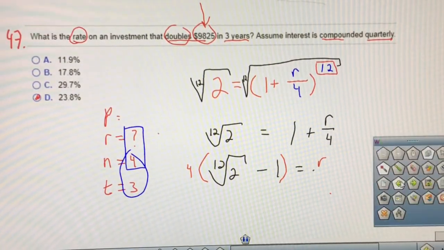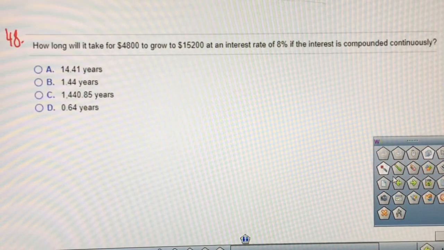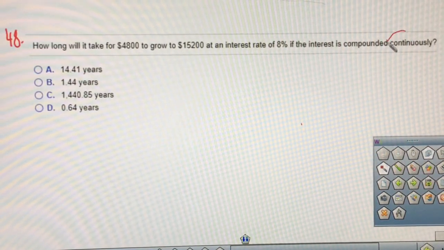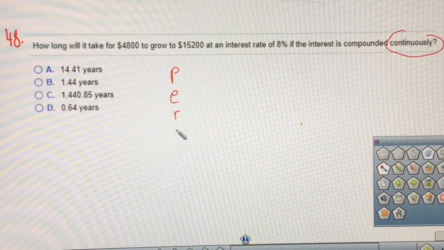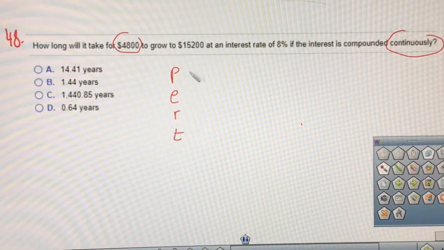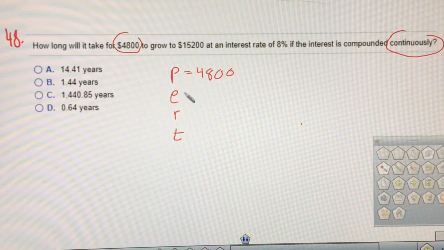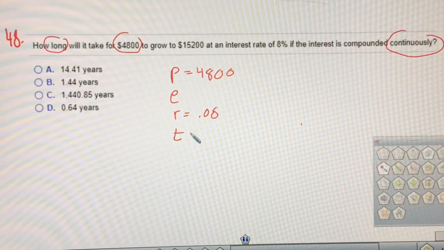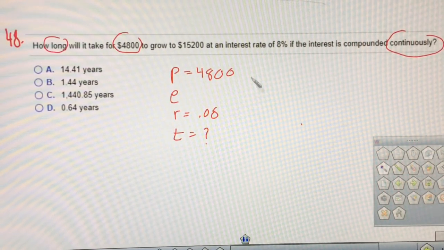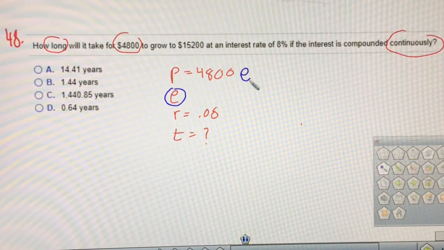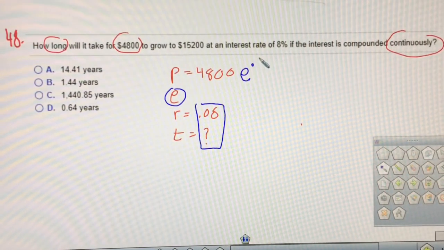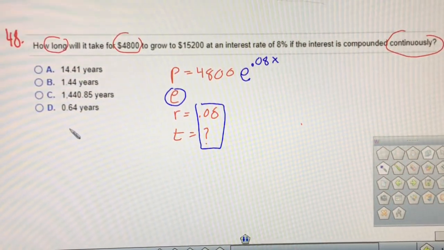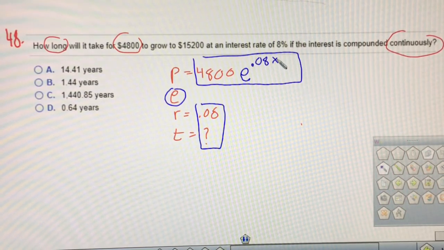I know the arithmetic's a little tough. Number 48. Compounded continuously problem. Compounded continuously, that's a PERT. So how long will it take this amount? 4,800, that's how much you put in. E, the rate of 0.08. For how long? That's what I'm looking for. So for a PERT problem, you take the E and you bring it up here. And then you X box the 0.08 times some number. And they give us the numbers to multiply it by. So all I'm going to do is guess and test with 4,800 times that. And I'm going to figure out what that time is.